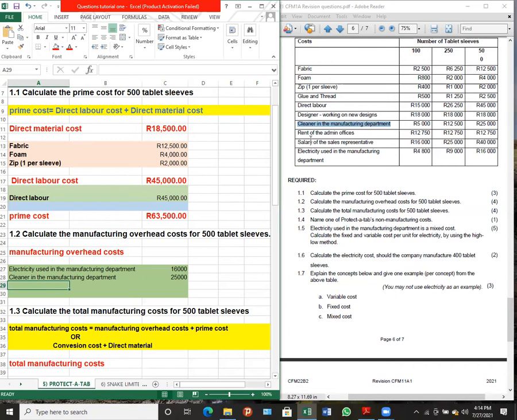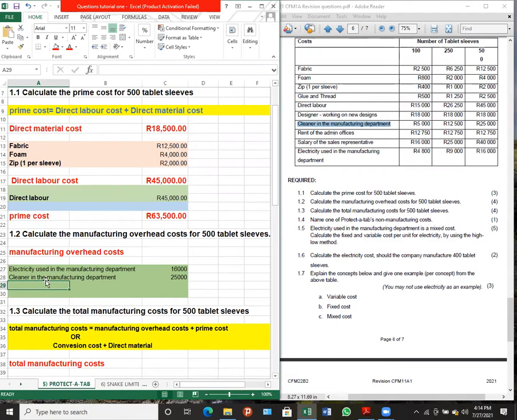Under 1.1, we say prime cost is the fabric and the foam and the zip, and what else? Also the direct labor. The formula, you must know the formula. Here I try to separate the direct material and direct labor. When you take your direct labor plus direct material, it gives you prime cost.